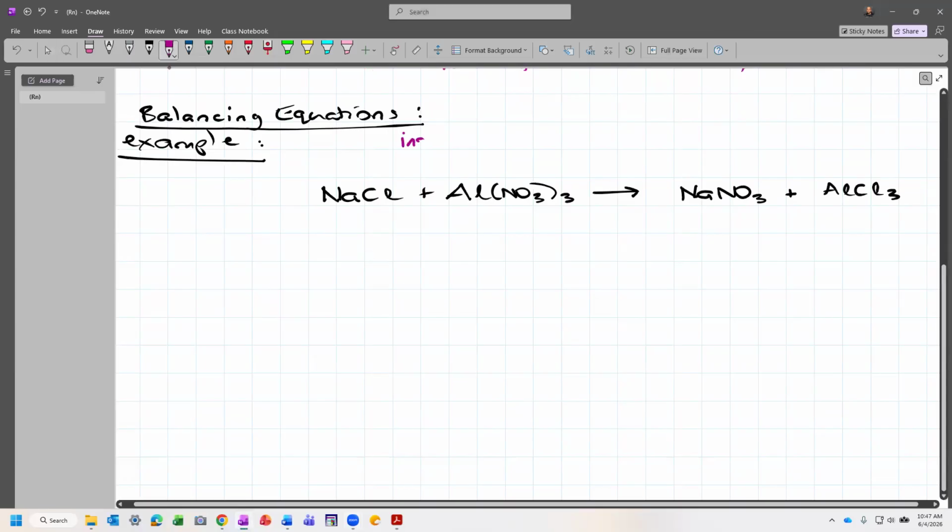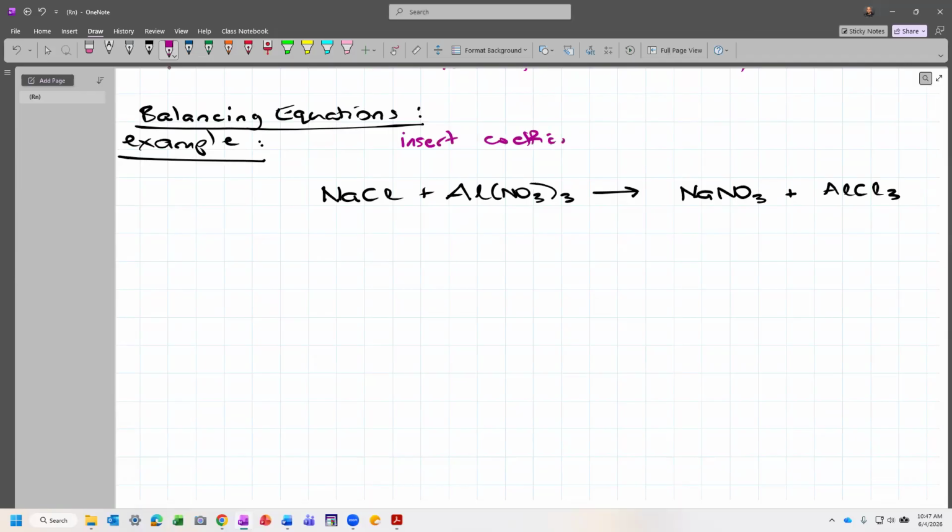So we're going to insert coefficients, which is just a fancy word for a small whole number, in front of the chemical formulas. Okay, that's the only thing that you can do to balance an equation. You cannot change the formula of something. You cannot insert numbers within a formula.